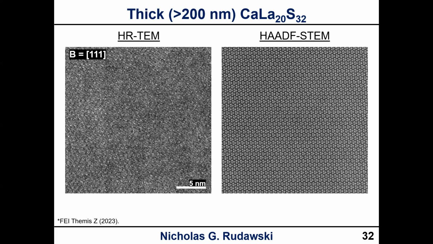So you don't have to throw your hands up, right? If you're doing high res, and the sample happens to be a little on the thick side, and you say, this isn't working, I can't get anything, switch to the HAADF, okay? And you probably will be able to get something, okay?